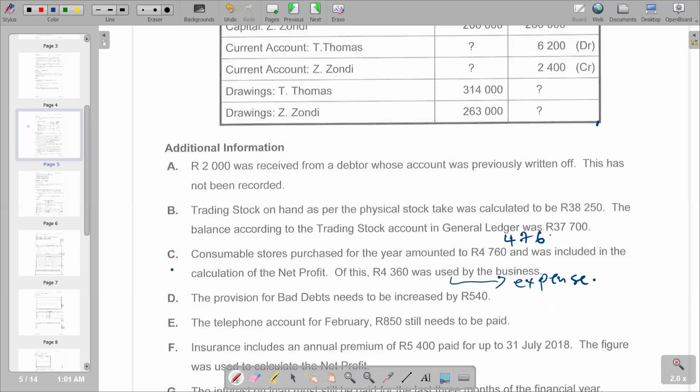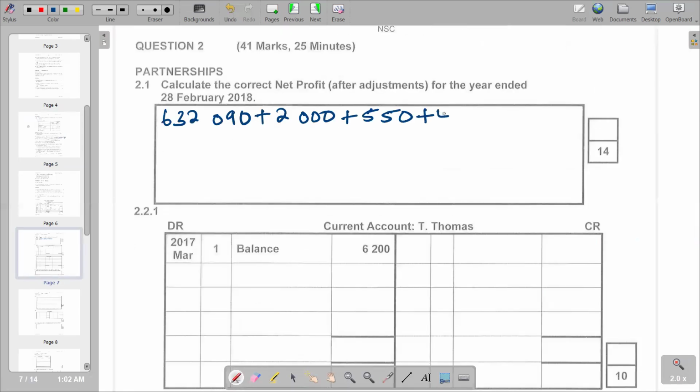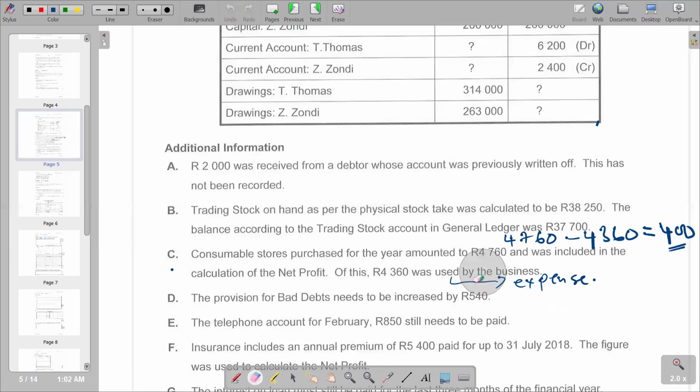So we have 4,760 and subtract 4,360. Let's calculate it from that point of view and see what we get. We say 4,760, and then we subtract 4,360, and then we get 400. We are supposed to add back 400. So we go again to the other section, and we say plus 400. Then move on to the next part.